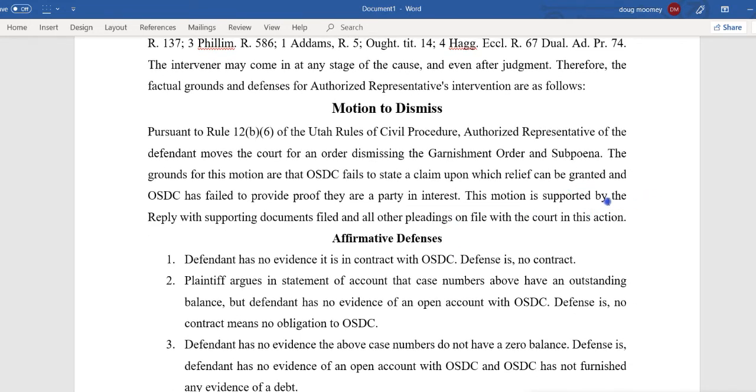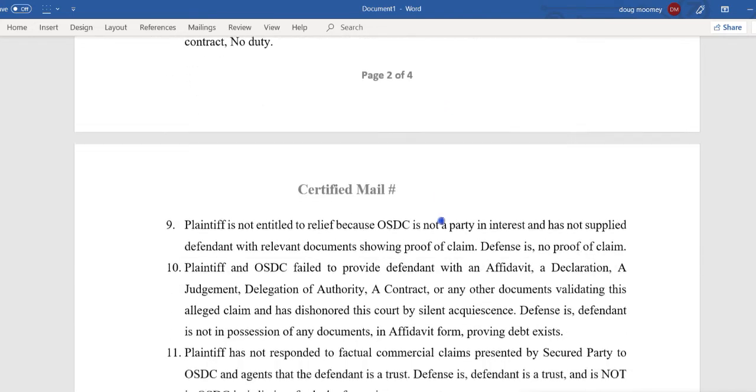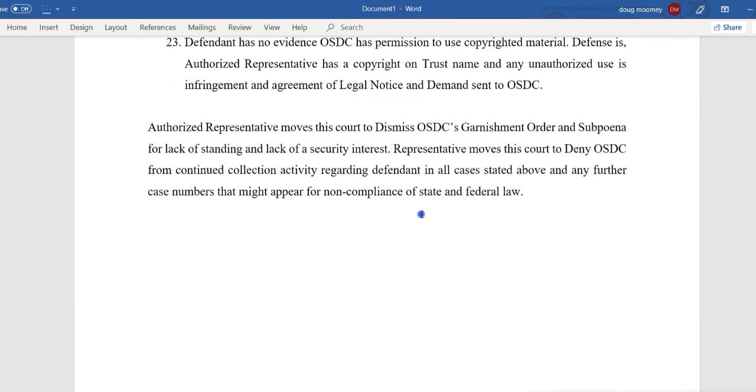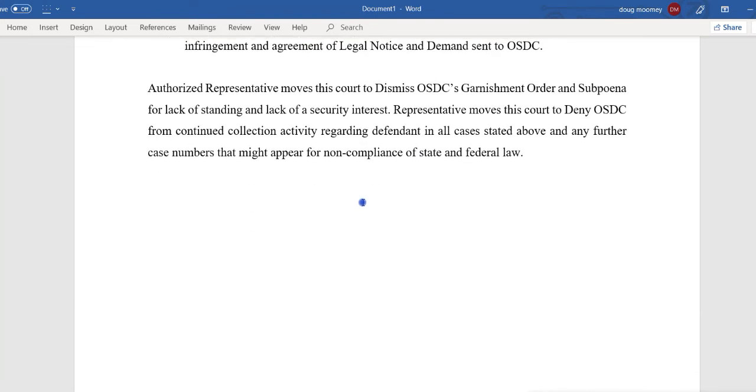This motion is supported by the reply that I put in last week, with supporting documents filed and all other pleadings on file with the court in this action. Okay? And then I go through, you know, they didn't do this, so my defense is this. But they didn't do this, so my defense is that. So, okay? And then this is where we're at.